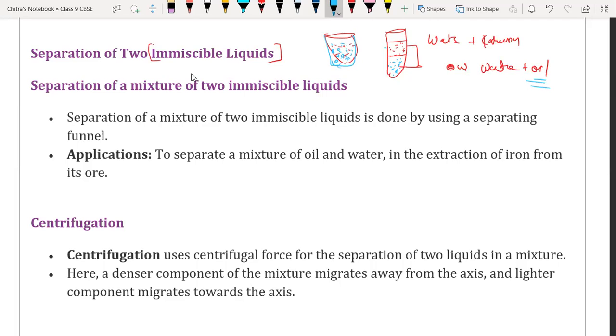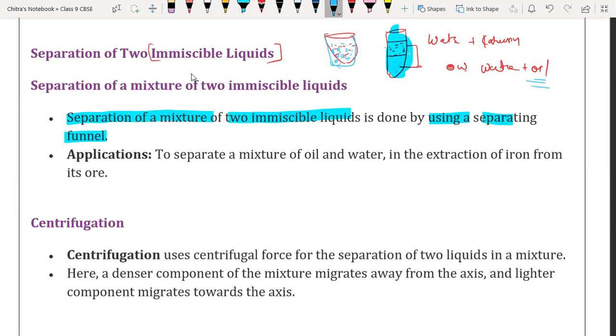Okay, so separation of a mixture of two immiscible liquids is taking place. We have to read that line first. See, separation of the mixture of two immiscible liquids is done by using a separating funnel. Suppose we have a mixture of oil and kerosene. We use a separating funnel, and it looks like this.